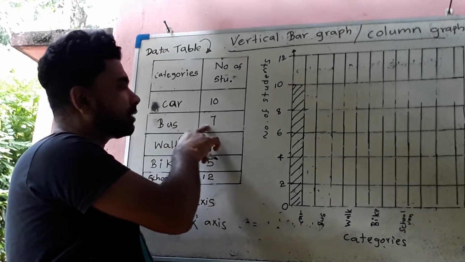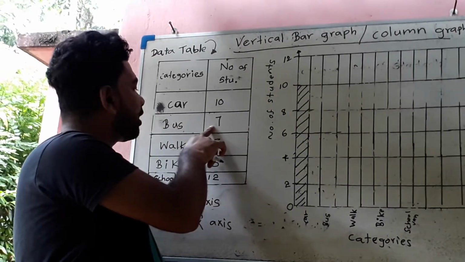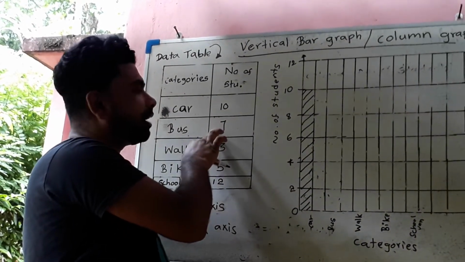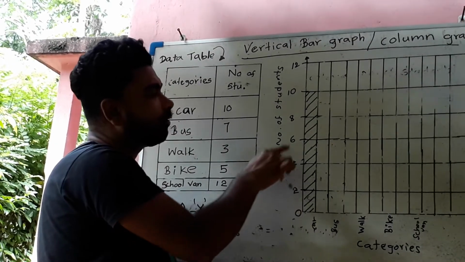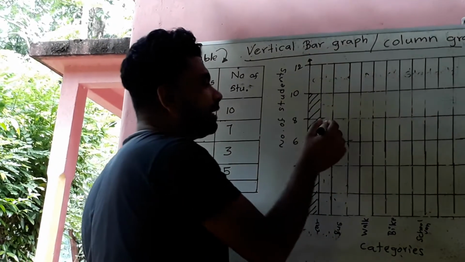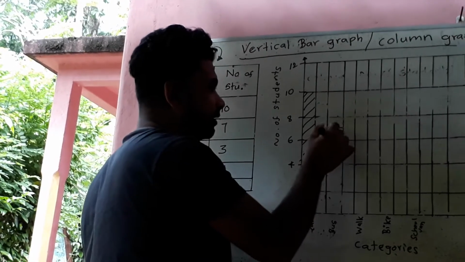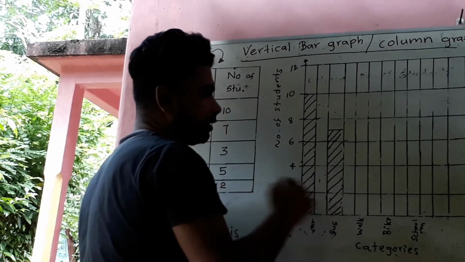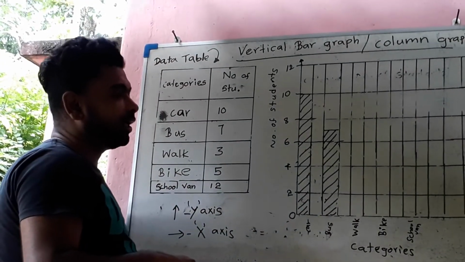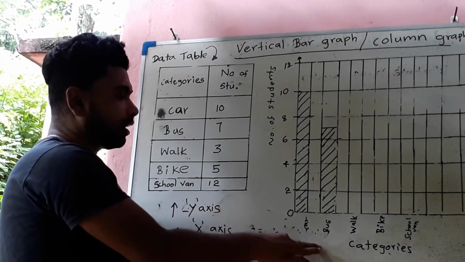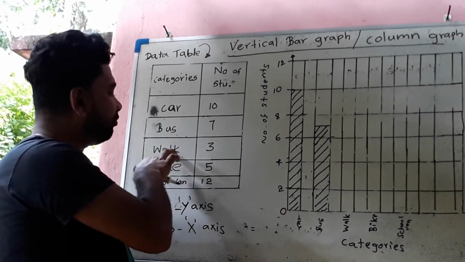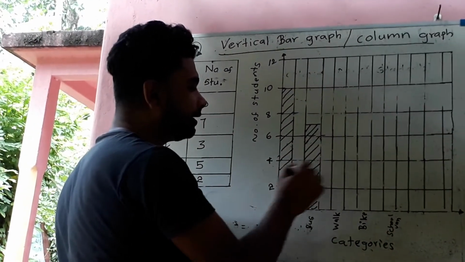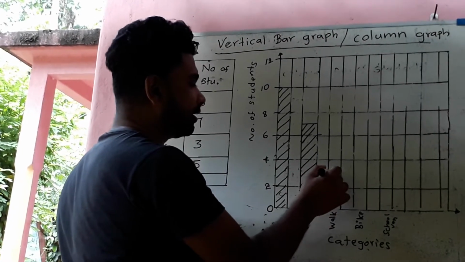For bus, 7 students come to school by bus. Then here, 2, 4, 6, and the middle point is 7. So this is the bar given for the students who come using the bus. And for walking students, 3. Then 2 is here, so between the 2 and 4, the middle point represents 3.